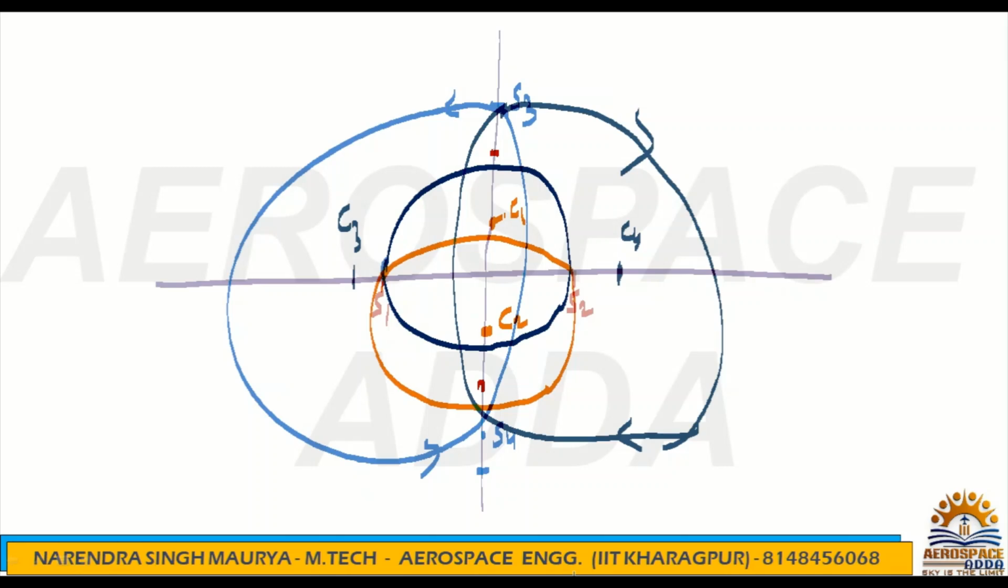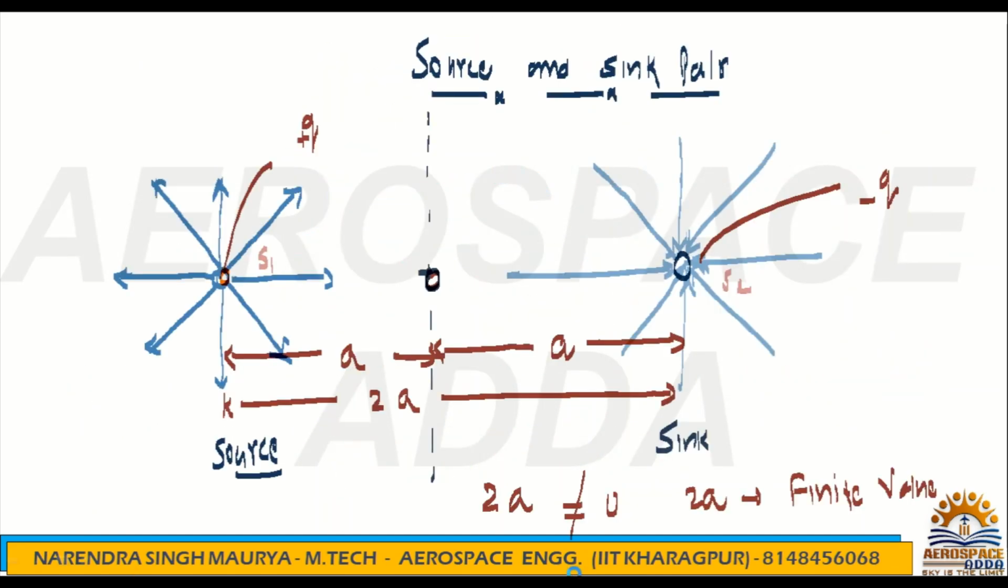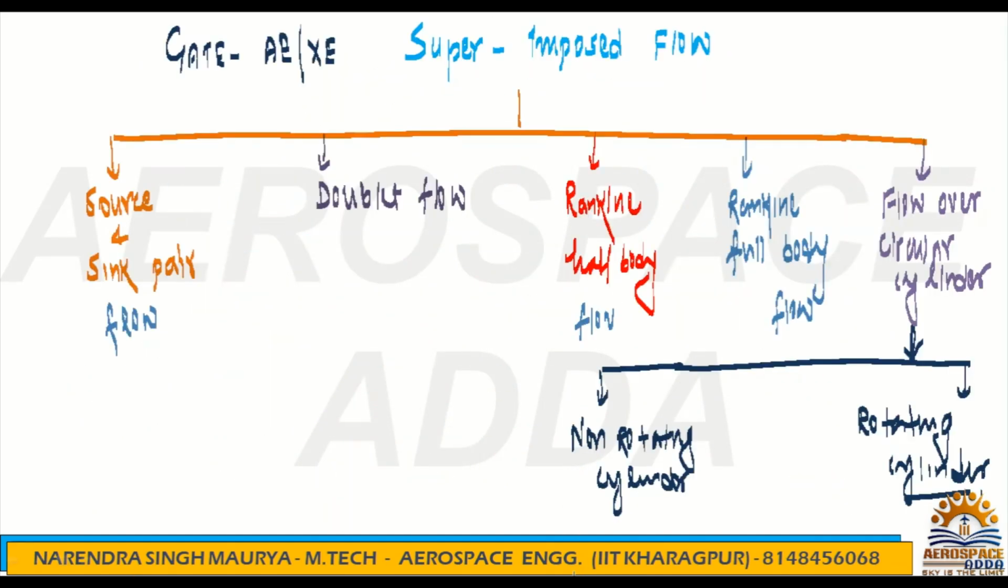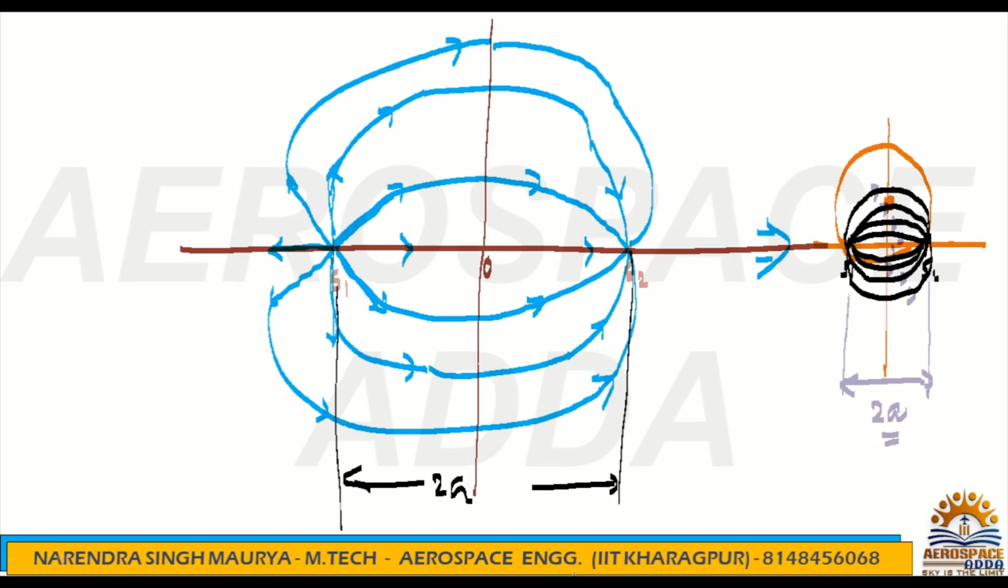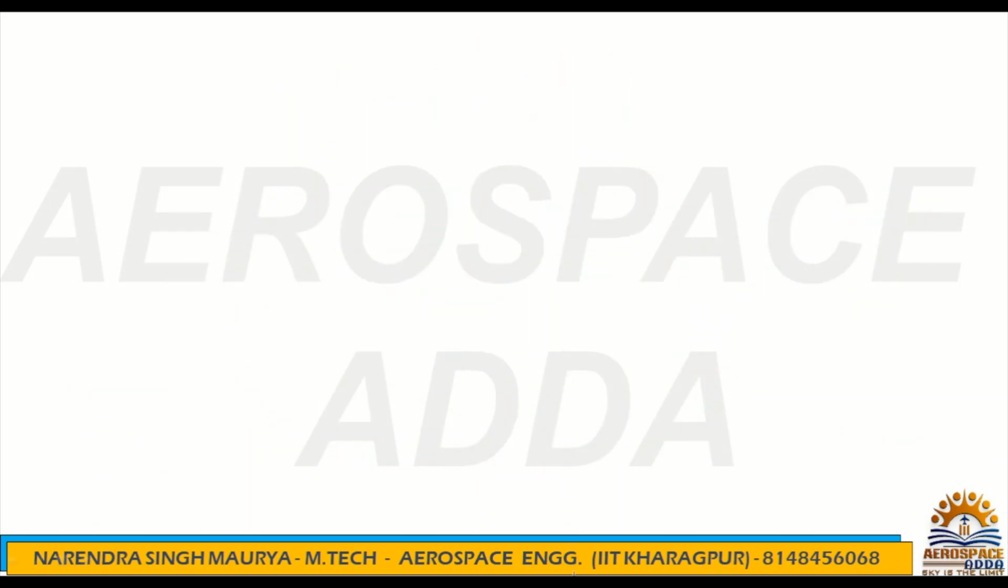Now coming back to the theory of previous part. What was that? Source and sink pair is done, then we have to discuss doublet flow, right? So the special kind of the source and sink combination I have to show you. What is the special? That is nothing but doublet flow. Second one.